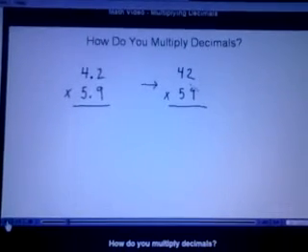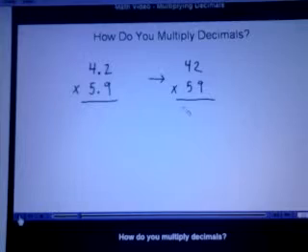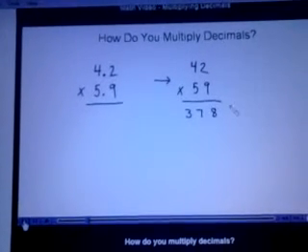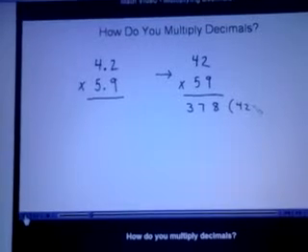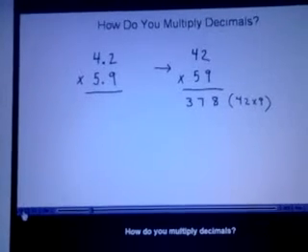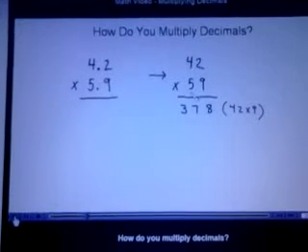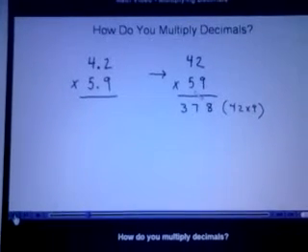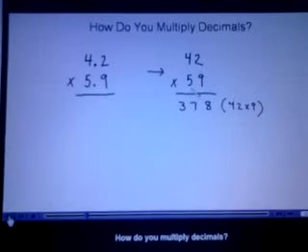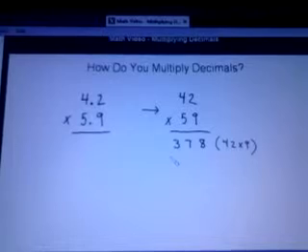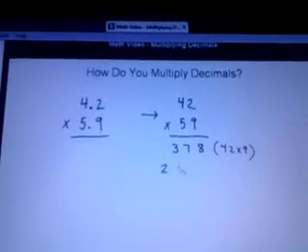We multiply 42 by 9, and that equals 378. Then we multiply 42 by 50. Remember, the digit 5 in the number 59 really represents 5 tens, or 50. So 42 times 50 is 2,100.